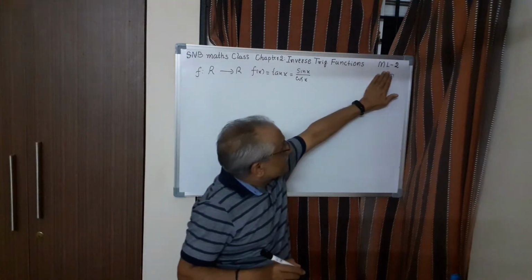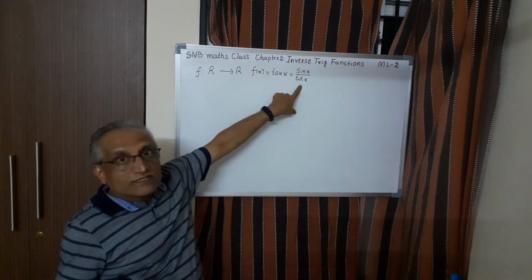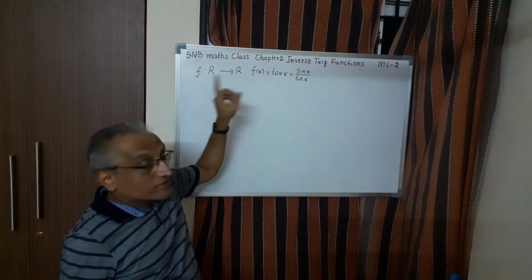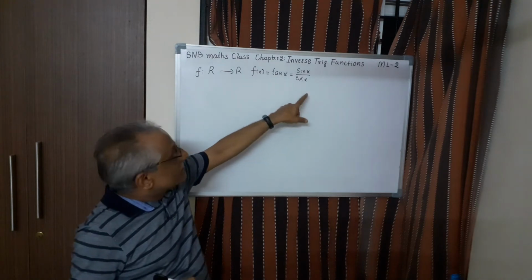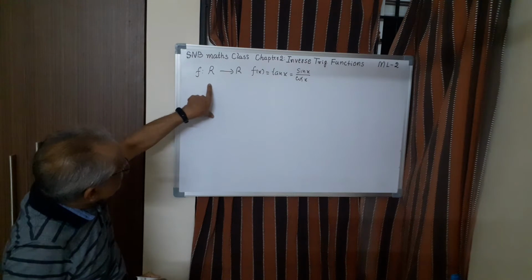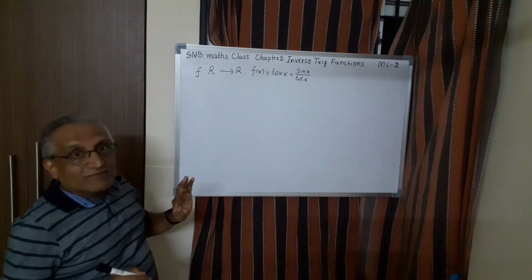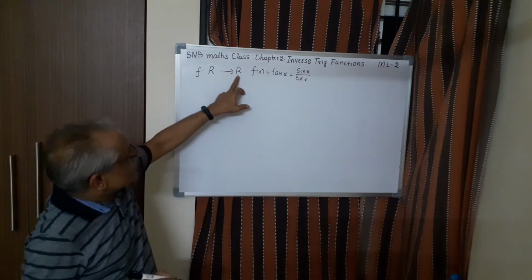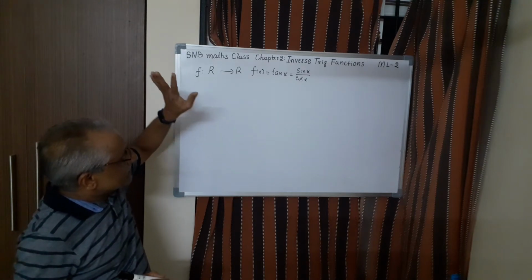What are the points? When x equal to pi by 2, for example, tan x is not defined, so tan pi by 2 is not defined. Similarly 3 pi by 2, and so on. So here there is some problem with the domain also. Range, no problem, because it takes all the values from minus infinity to plus infinity.